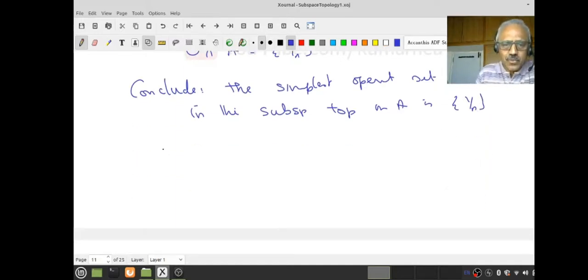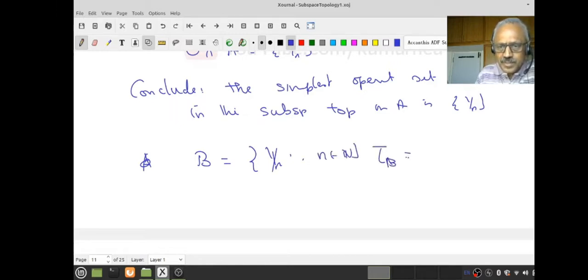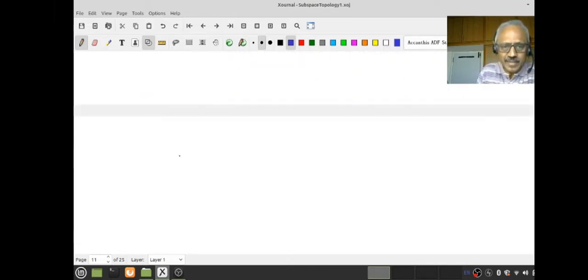So if we look at B equal to only the 1/n as n varies over the natural numbers, then what is the subspace topology on B? That argument shows each singleton {1/n} is open in the subspace topology. Therefore this is nothing other than the discrete topology. Do you understand that? But on A it's not the discrete topology. Why? Let us look at 0. Suppose 0 belongs to V. This is open in tau A, right?